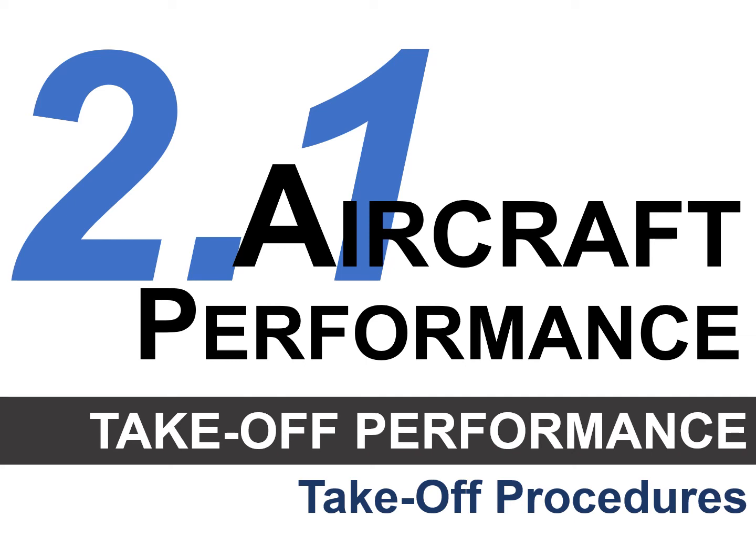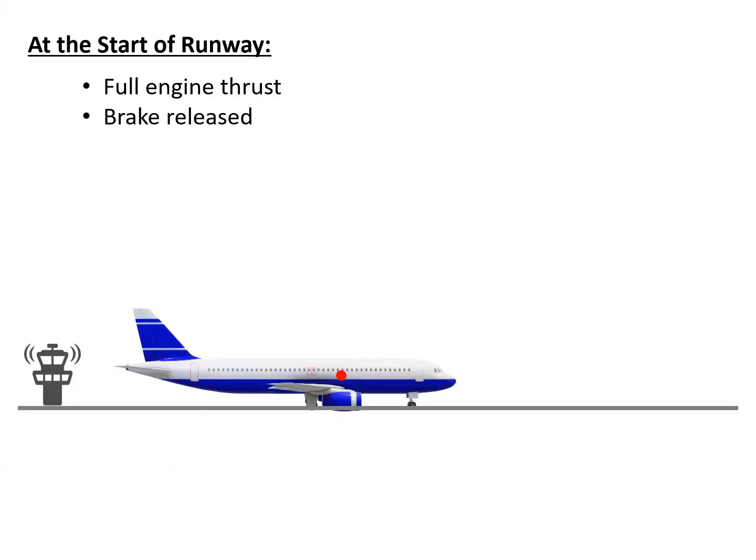The second chapter of aircraft performance, we will have a look at the takeoff performance. The first part is takeoff procedure. At the start of the runway, the aircraft will have full engine thrust, so the pilot will set full throttle setting, and also the brake is released.